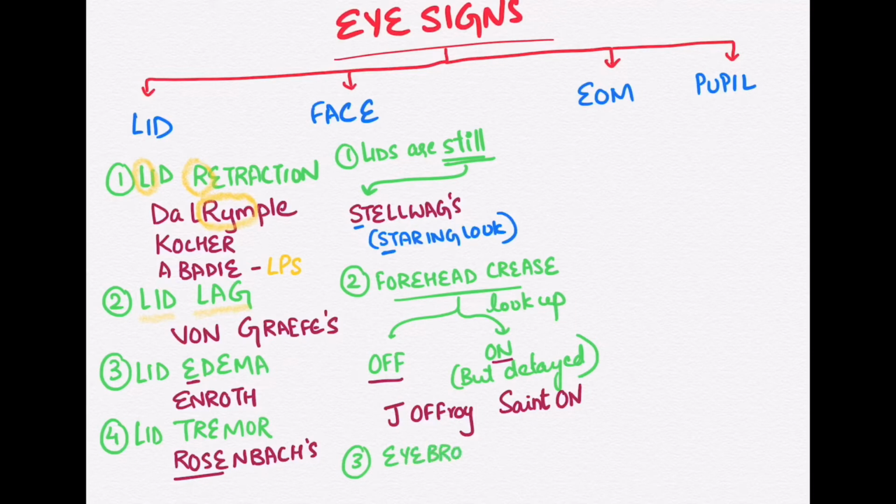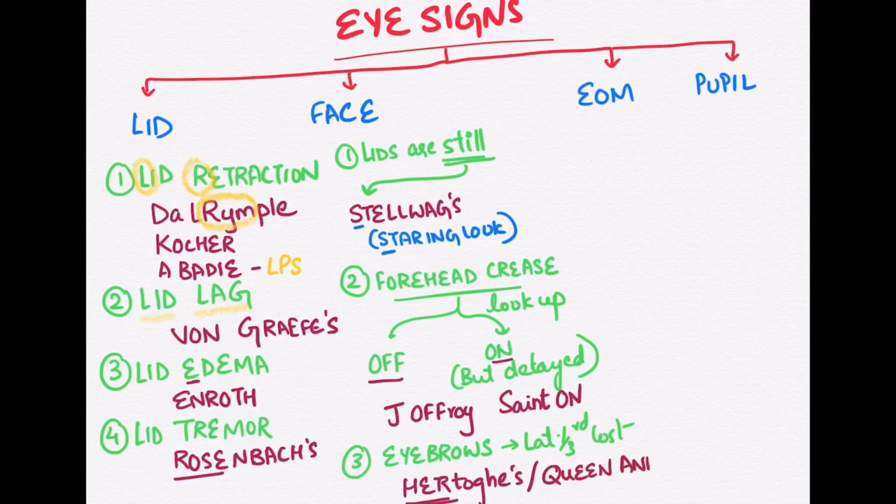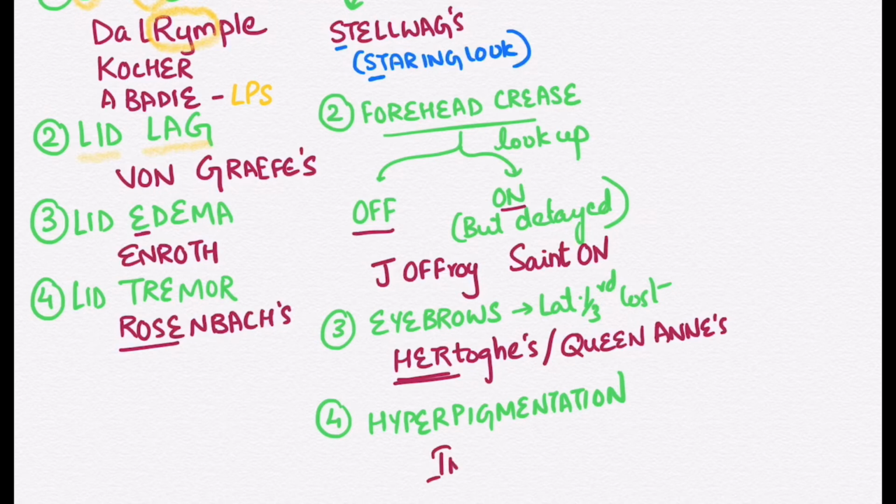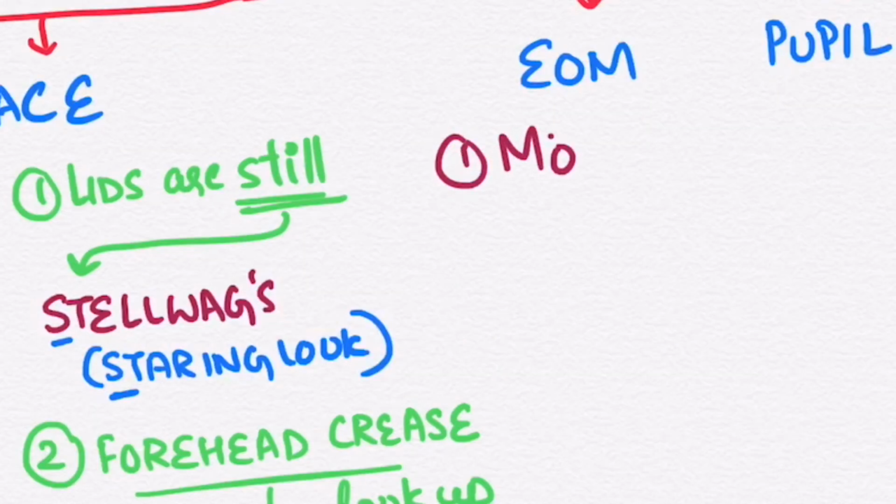Coming on to the next sign, notice the eyebrows. So in these patients, there might be a loss of lateral third of the eyebrows and the corresponding sign is Hertoghe's sign. In this, from the Her, you can remember Queen Anne's sign. Hertoghe's sign, another name is Queen Anne's sign. Coming on to the next sign, notice the hyperpigmentation on the superior eye folds. For hyperpigmentation, remember ink. And comes our next sign, that is the Jellinek sign for the hyperpigmentation of the superior eye folds.